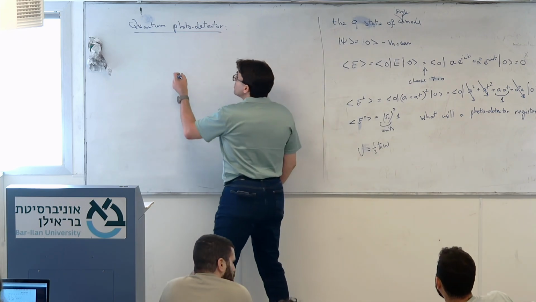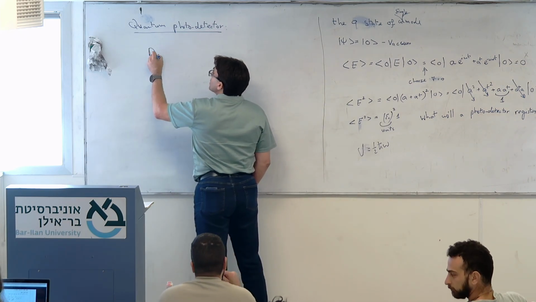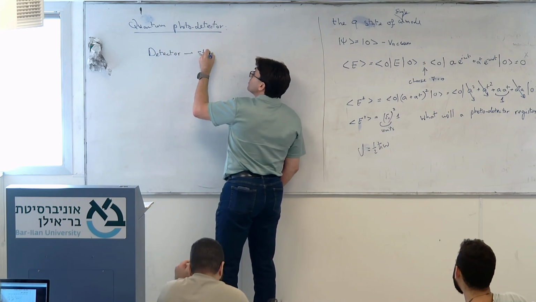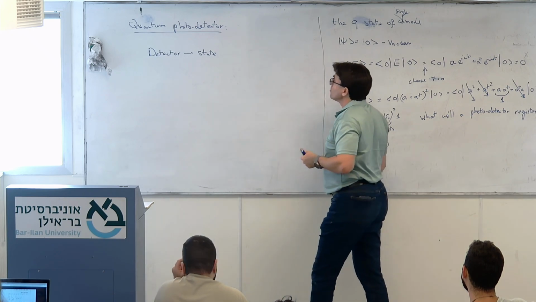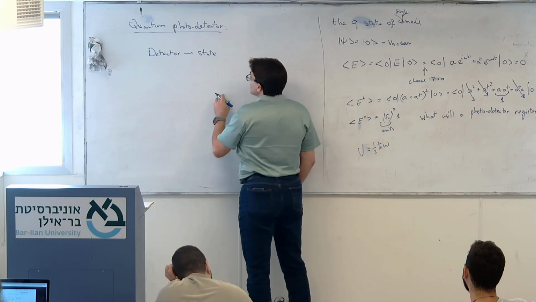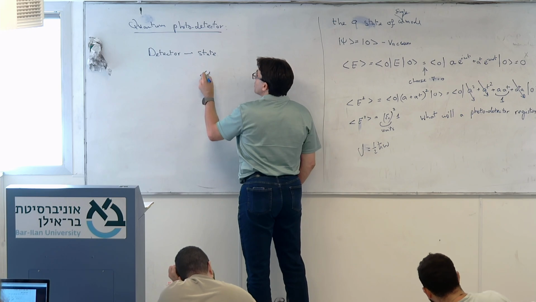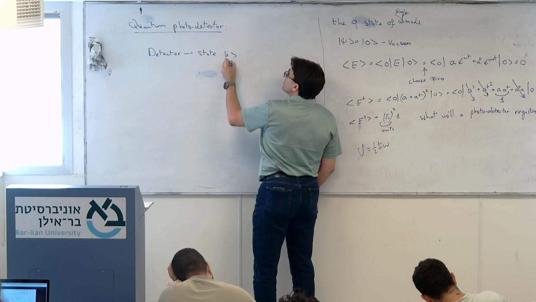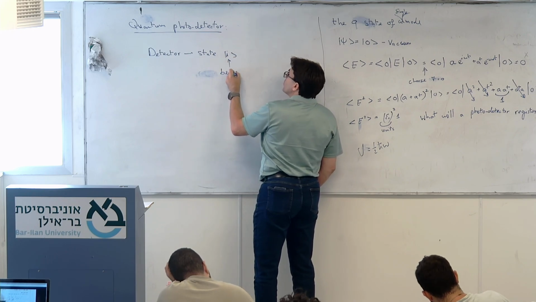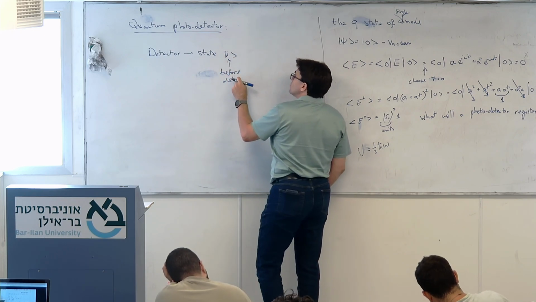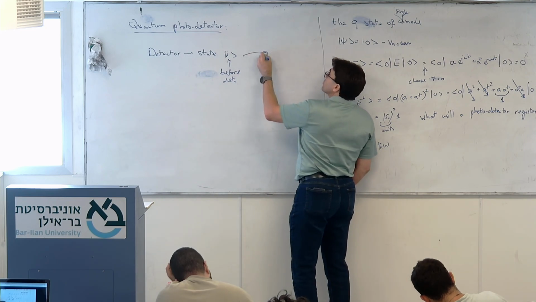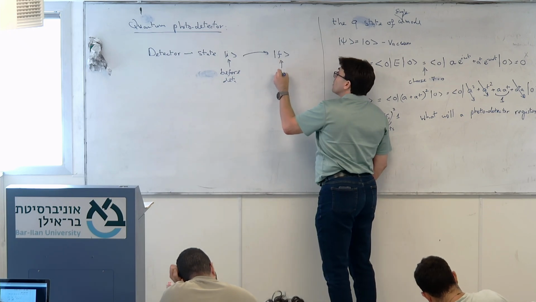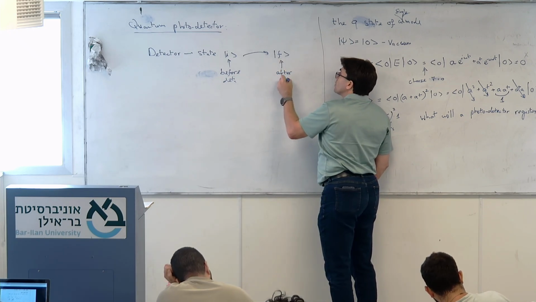The detector has a state. Say it was initially in state I before detection, and then it transformed to another state F after detection.